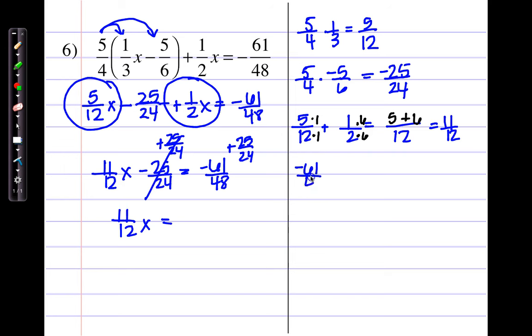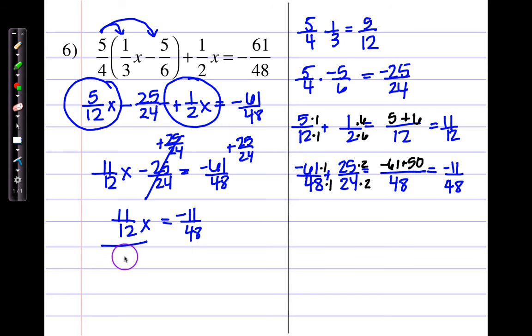Negative 61 over 48 plus 25 over 24. I need a common denominator. It's going to be 48. Here, you're not going to have to change it because you're just multiplying by 1. So I'm left with negative 61, but here you're going to have to multiply by 2, which is going to be plus 50, which equals negative 11 over 48. So I'm going to go ahead and write that here.